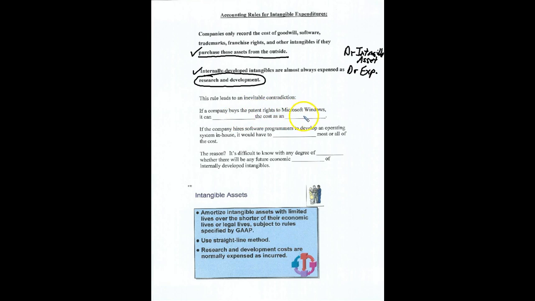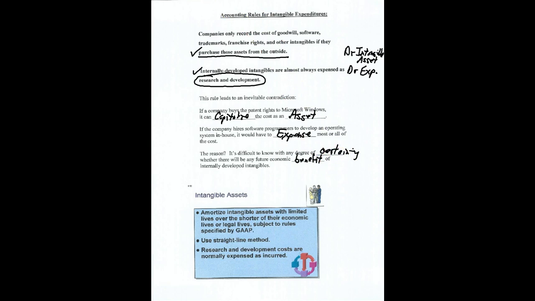So if a company buys patent rights to Microsoft Windows, it can capitalize that cost as an asset. However, if we hired a programmer to develop something internally, we would expense probably most of those costs. And we won't get into the great detail here. Sometimes these internal costs can get capitalized as asset, but most of the time they're expensed, and for our purposes we will just view, because the large majority are expensed, we'll look at expensing them. And the reason why we expense them is because at the time of research and development, we don't know with any certainty whether there will be any future economic benefit.